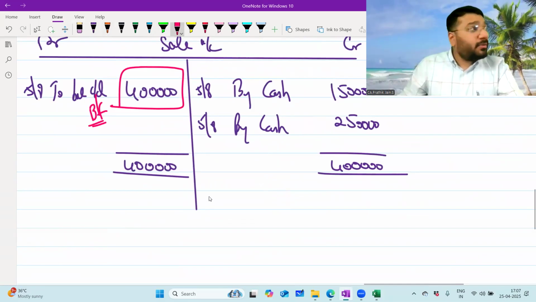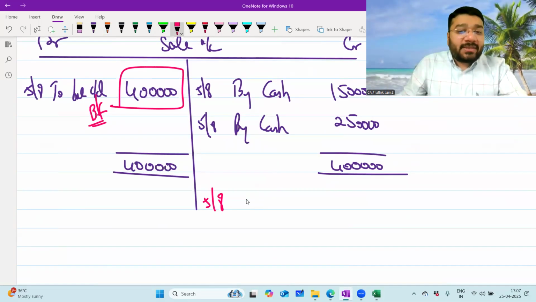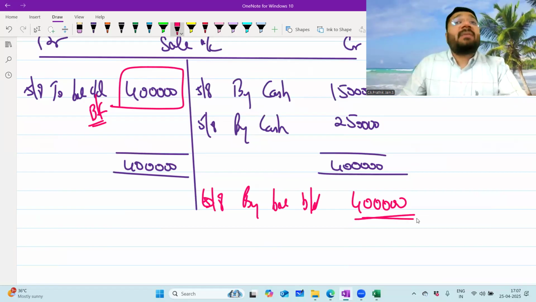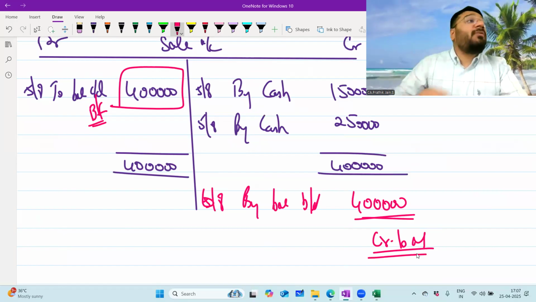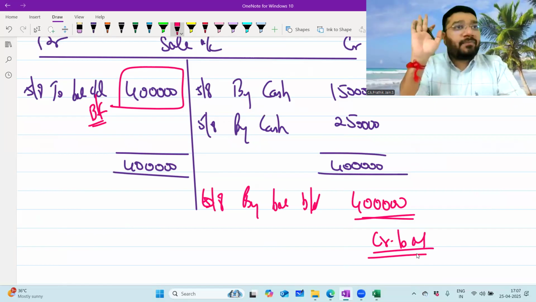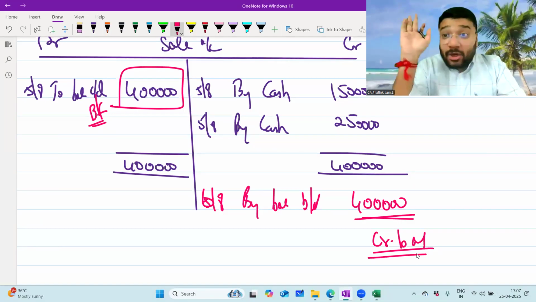Sales, we didn't record the balance. Okay, we'll record. 6th of August, by balance brought down. How much? 4 lakh rupees. This balance is coming on which side? Credit side. So what balance? Credit balance. So which column of the trial balance? Credit column of the trial balance. Any problem? Journal over. Ledger over.